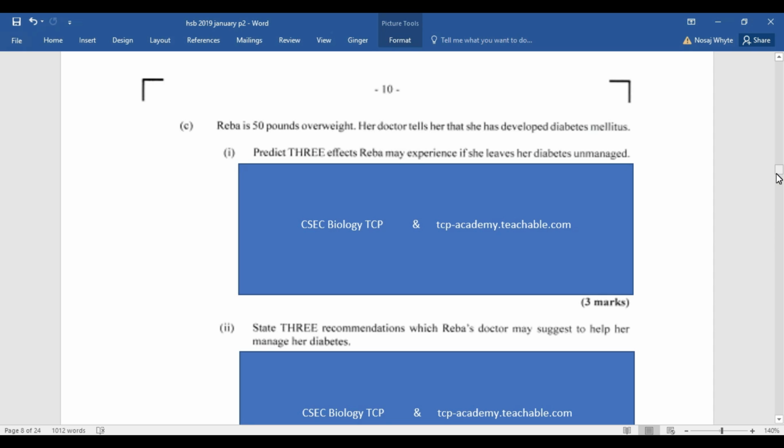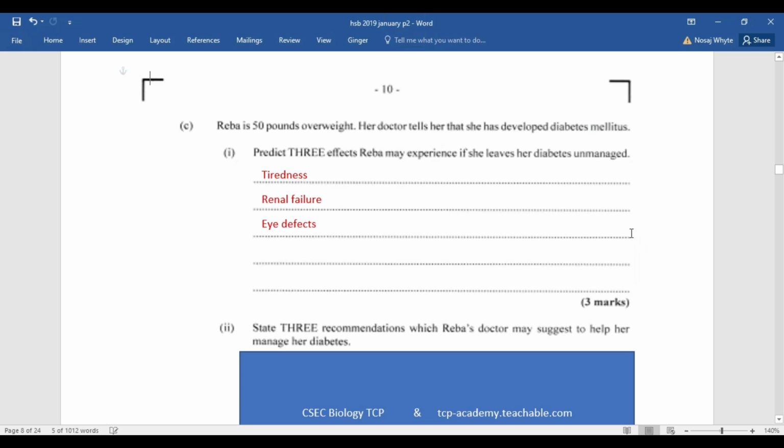Reba is 50 pounds overweight. Her doctor tells her that she has developed diabetes mellitus. Predict 3 effects Reba may experience if she leaves her diabetes unmanaged. So if she fails to manage that diabetes, what is likely to happen? That is what the question is asking. You can pause and answer. All right, there we go.